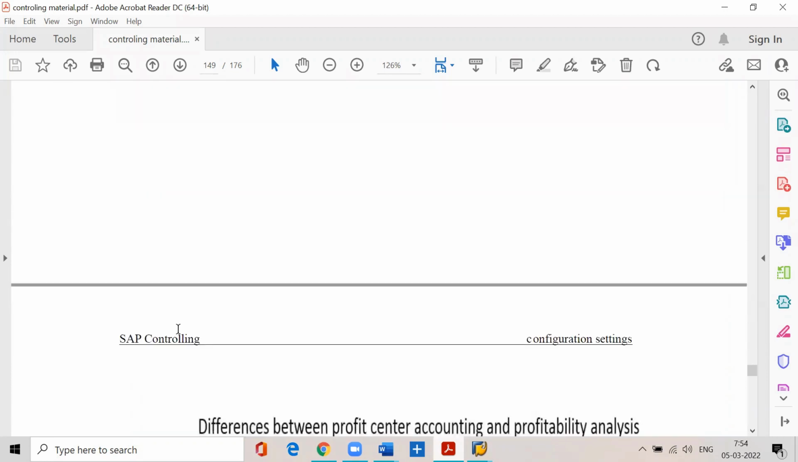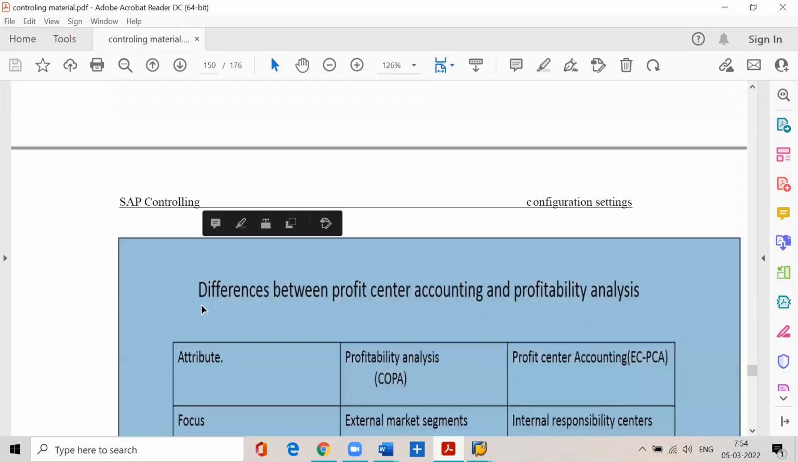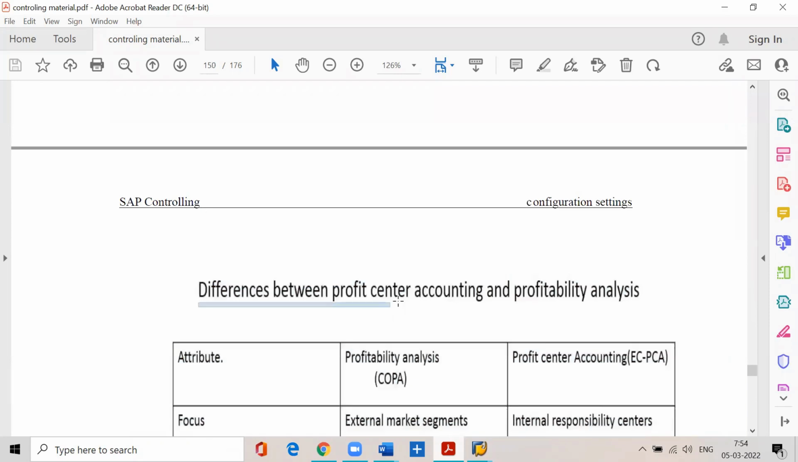How to define our own characteristics, I will show you by configuration. Then, it's very important from the interview point of view: the differences between profit center accounting and profitability analysis.